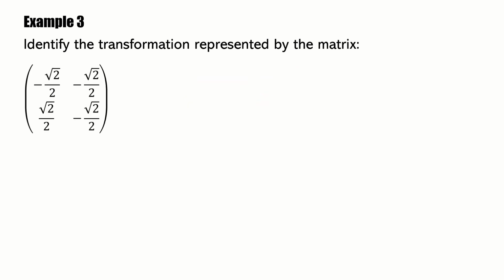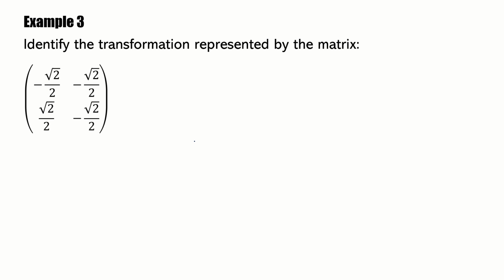On to example 3, where again we need to identify the transformation represented by the matrix. First of all, like before, you compare the matrix to the identity matrix. How similar compared to the identity matrix is it? If it is similar, then you instantly know it's enlargements or stretches. But if it's not, like this matrix is, it's probably going to be a rotation or reflection.